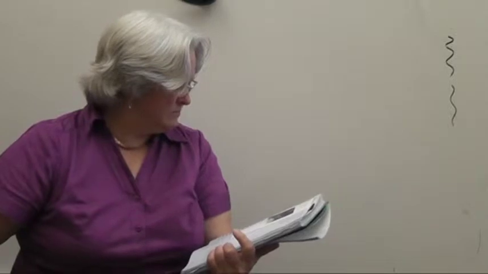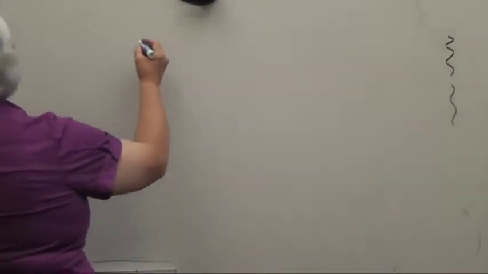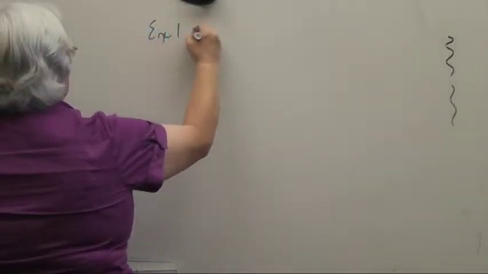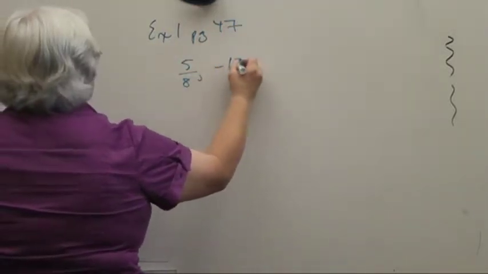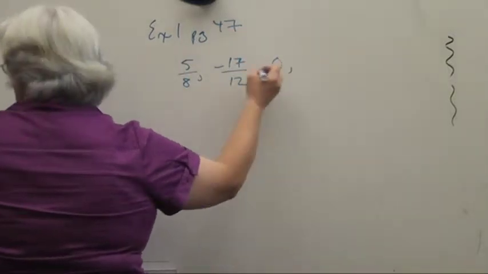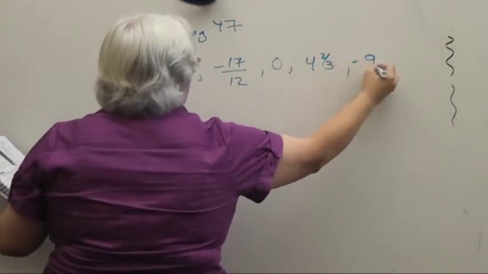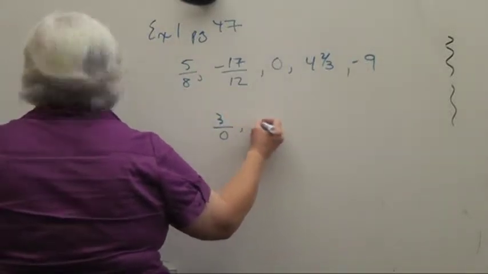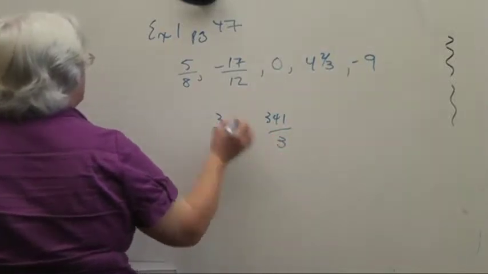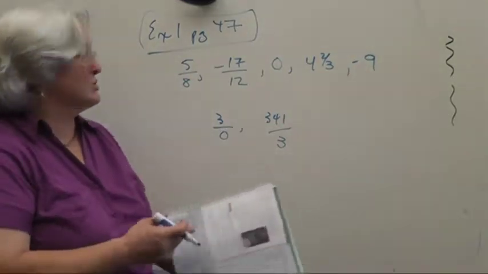Okay, example number 1, which one of these numbers is not rational? This is example 1, page 47. We have 5 eighths, negative 17 twelfths, 0, 4 and 2 thirds, negative 9. We also have 3 over 0. We have 341 divided by 3. And the question here is, which one of these numbers is not a rational number?